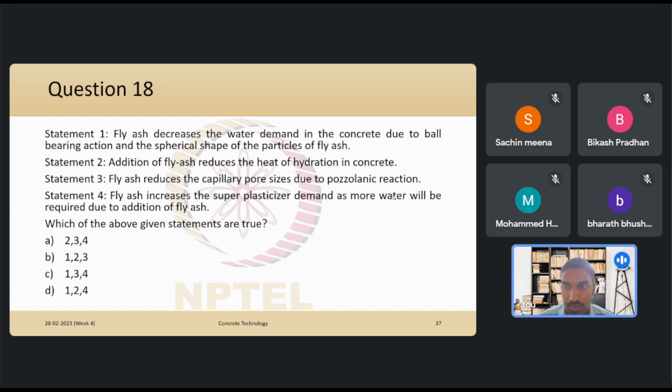Okay, we have 1 vote for option B. Okay, 2 votes for option B. Okay, any other answers?